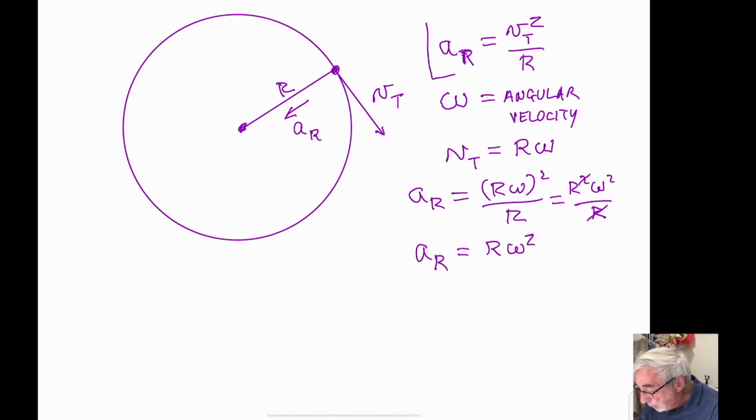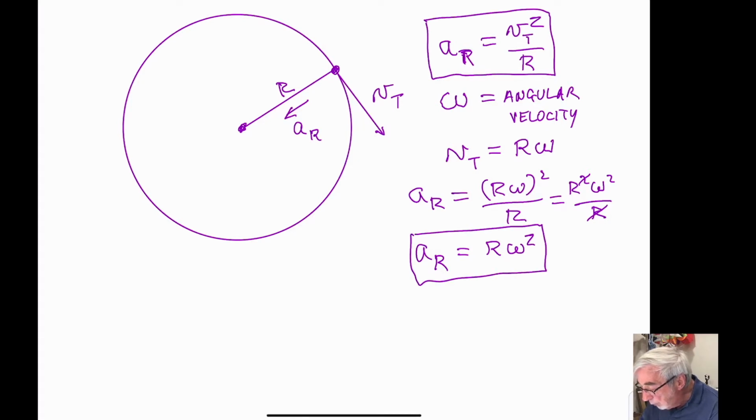Two different equations for the radial acceleration, both in terms of the radius, one in terms of the tangential linear velocity, the other in terms of the angular velocity. They have the same meaning. This one looks like it goes as 1 over r. It does. This one is linearly proportional to r to the first power. Two different ways of saying the same thing.